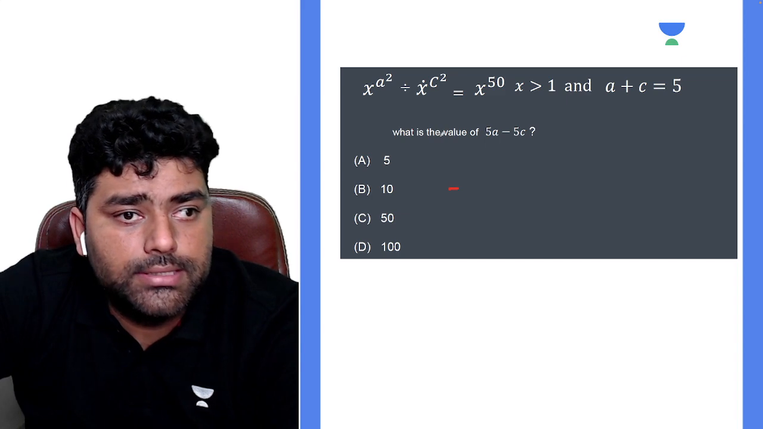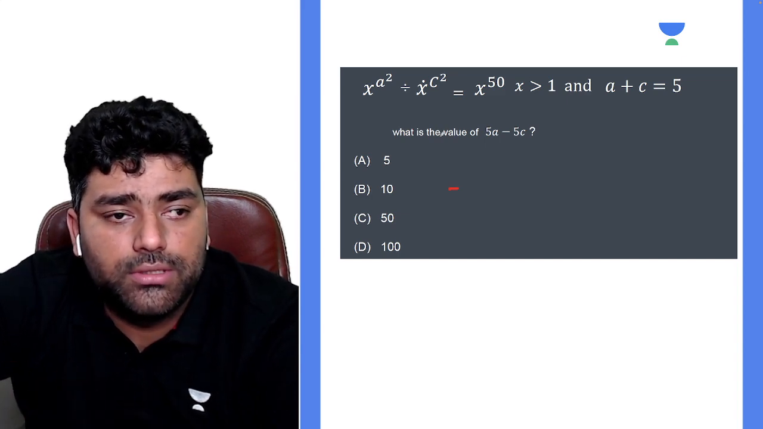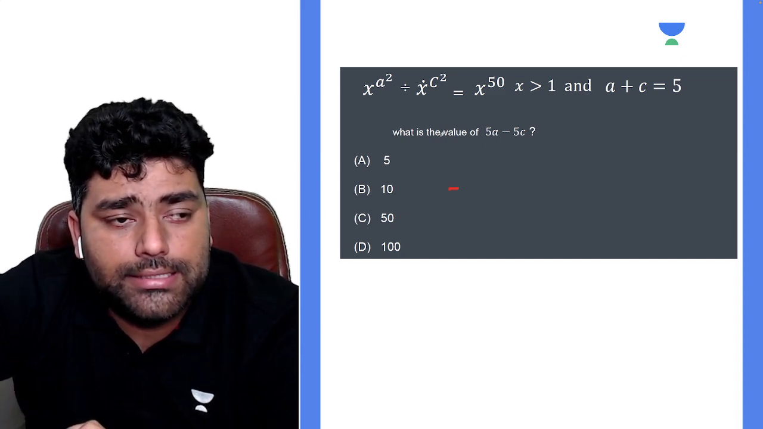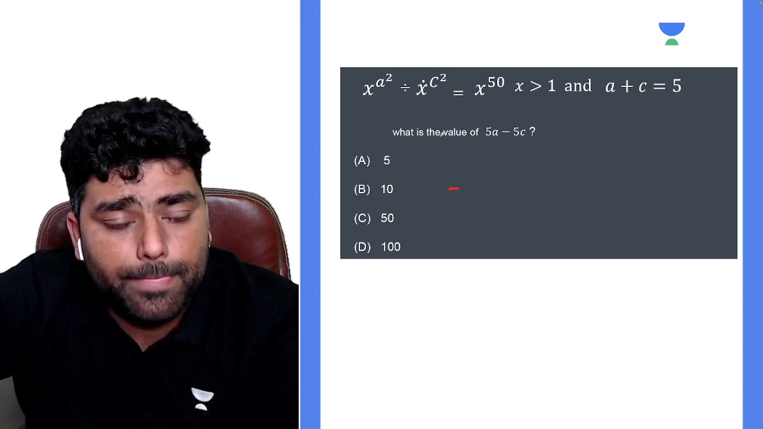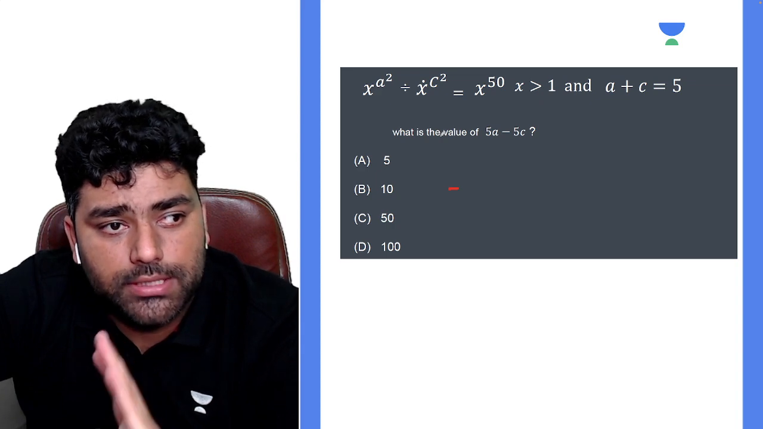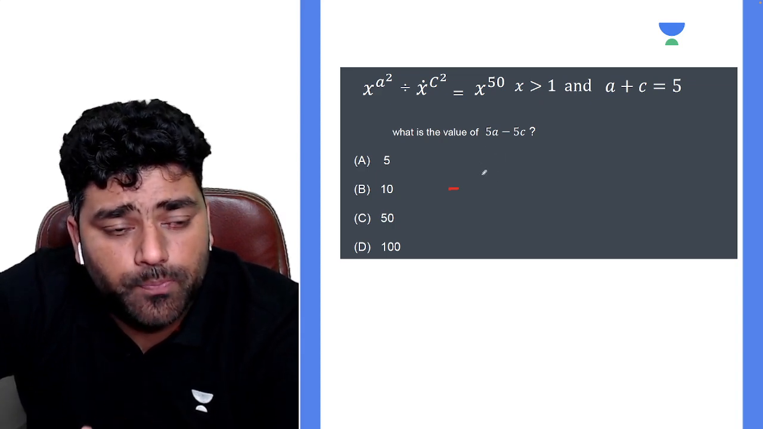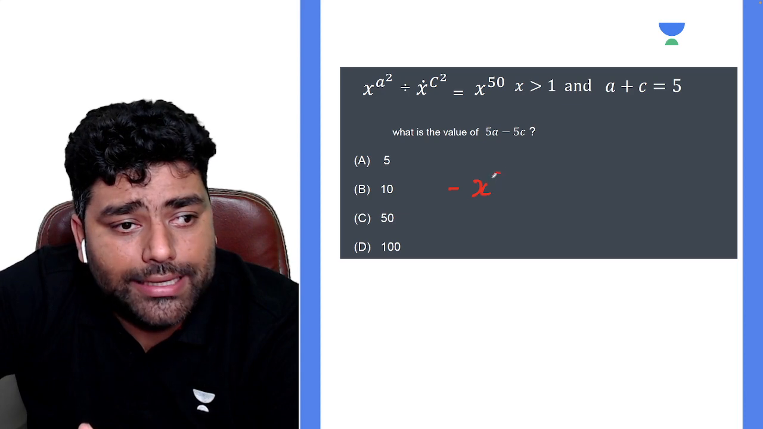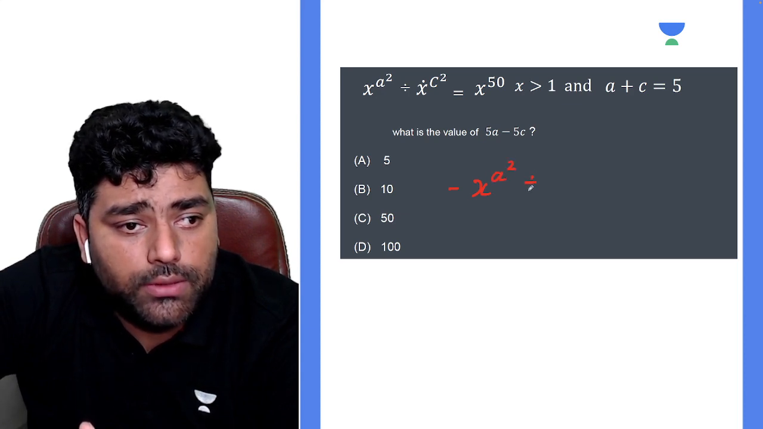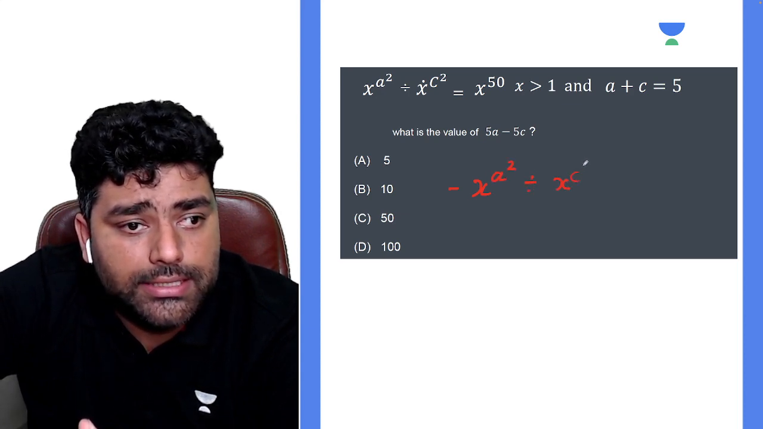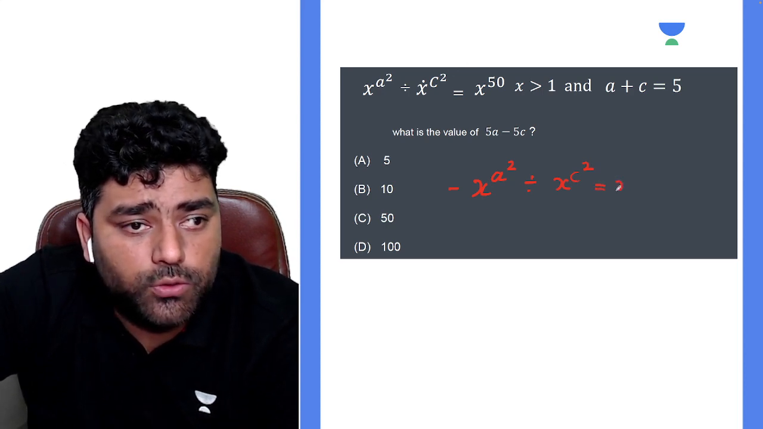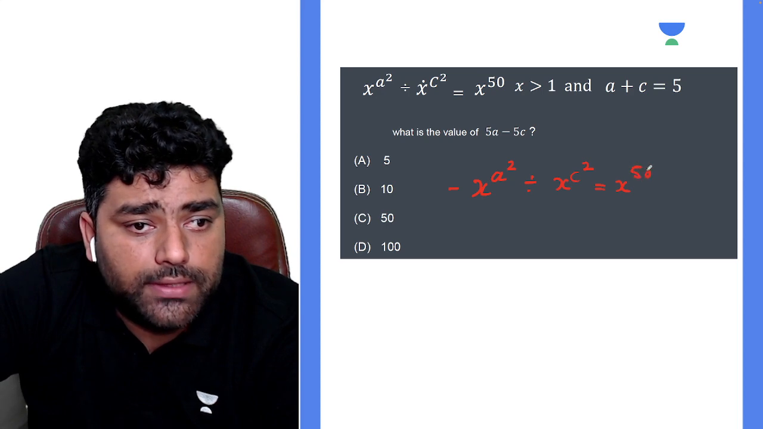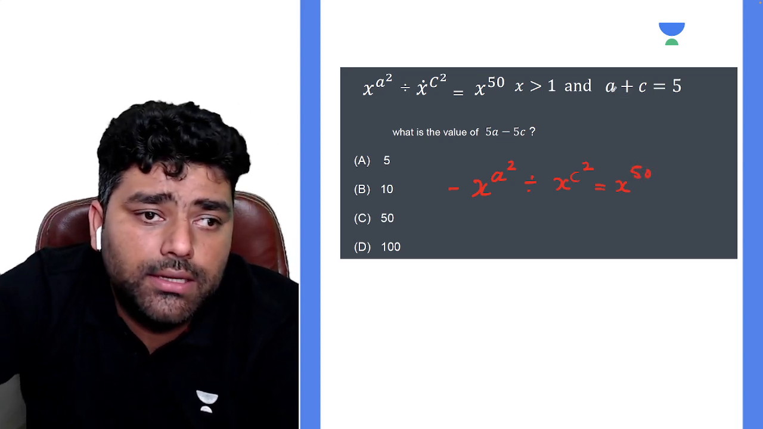Okay, guys, so this is a typical type of question. I mean, the SAT definitely does ask this type of question. Okay, so this is how to solve this question. This is x to the power a square divided by x to the power c square, and this is x to the power 50, and we are given a plus c is equal to 5.